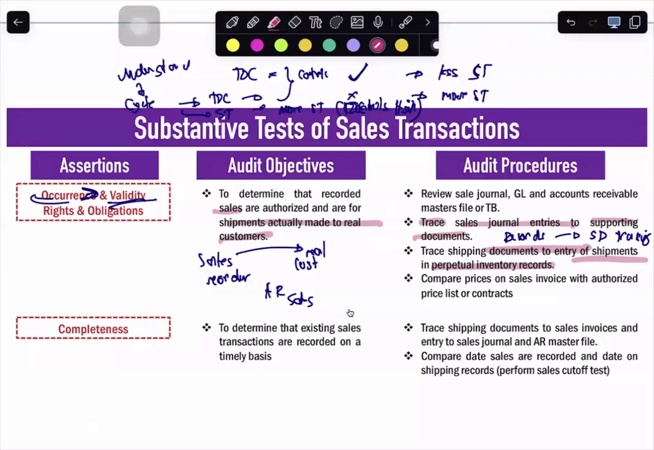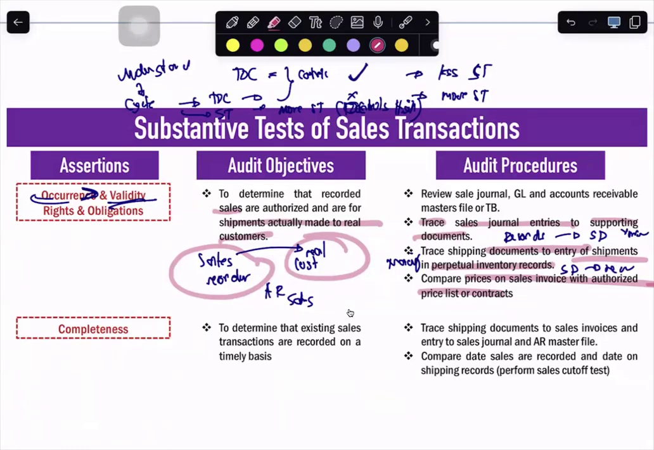Okay, so if you want now, earlier from records to sales documents, this is known as vouching, and this is shipping documents to records. This is really tracing. Okay, next, we want to compare prices on sales invoice with authorized price list or contracts. So those are your different audit procedures to determine whether you reach the proper audit objective. That is, whether what is recorded was actually real or valid. And based on those items, we want to determine whether we have now a right or corresponding right on that particular sales. So how do we do that?